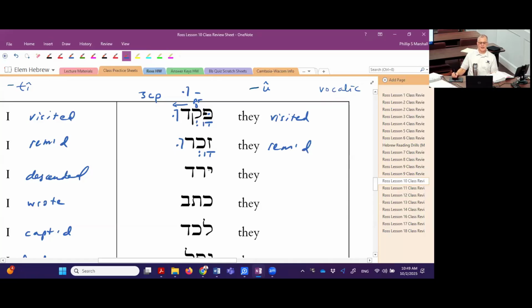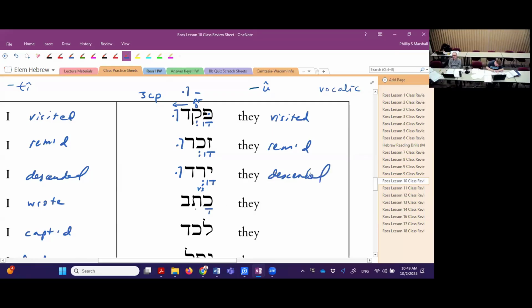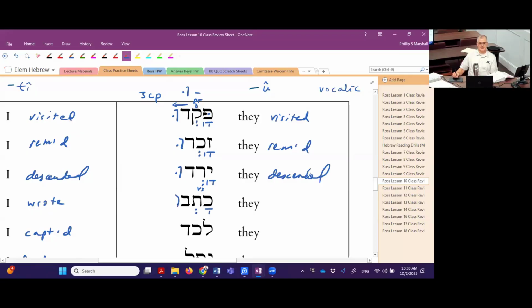All right. So what would Yagad become if it's Pakadu and Zakaru? Yaradu. Very good. And again, what do I want with the comma under the yod? Methag to preserve that vocal shava with the A vowel before it. Yaradu. What's Yaradu? They descended. Excellent. And then Katav becomes Kathavu.